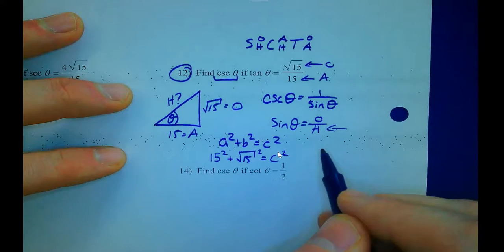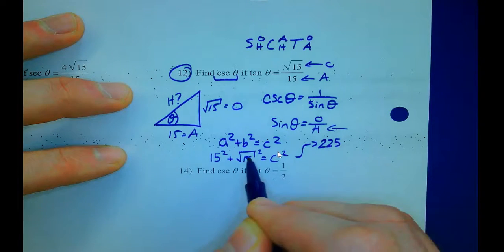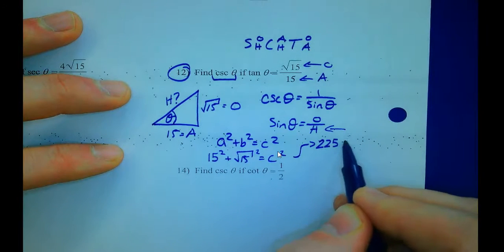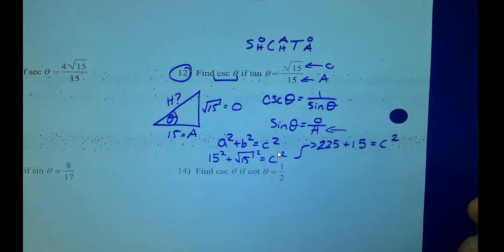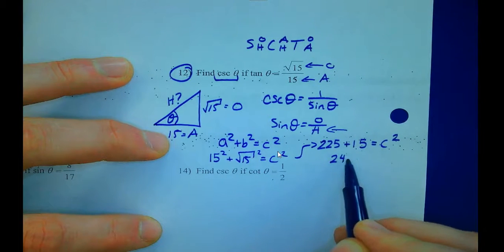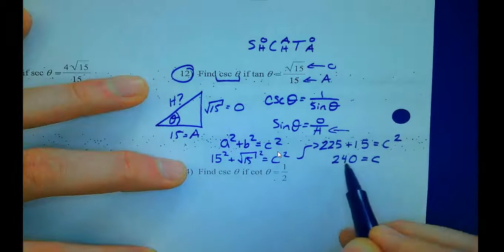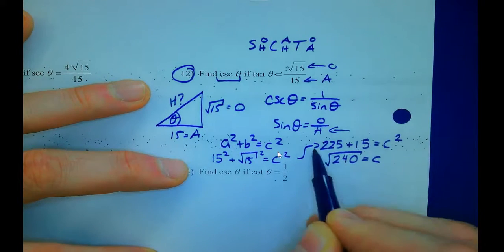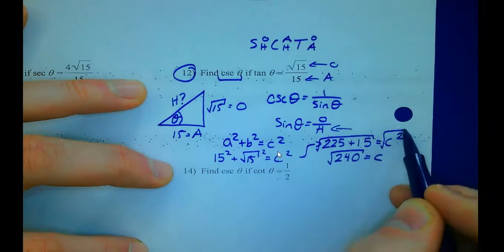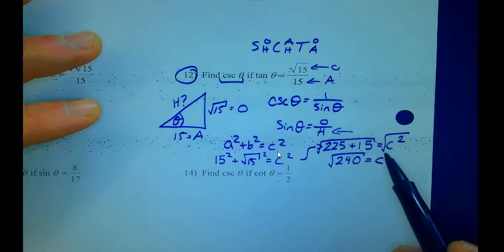Alright, so 15 squared, let me just do some work up here. 15 squared is 225. The square root of 15 squared is just 15 because those are inverse operations. That equals c squared. 225 plus 15 is 240. And for right now, just for our purposes, we need to take the square root of that, right? After we add these, square root of both sides. I'm just going to leave it like a square root for this moment. We'll increase the rigor a little bit later.